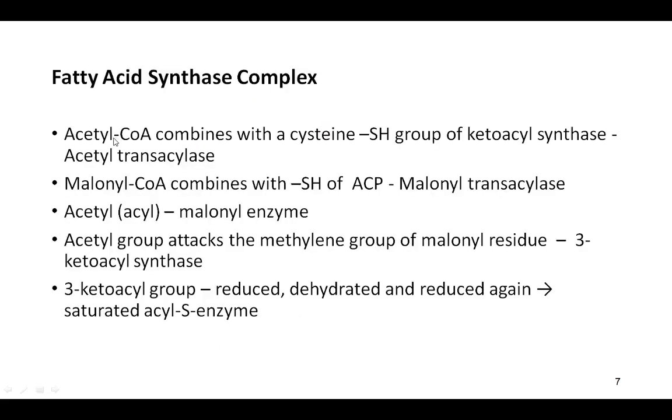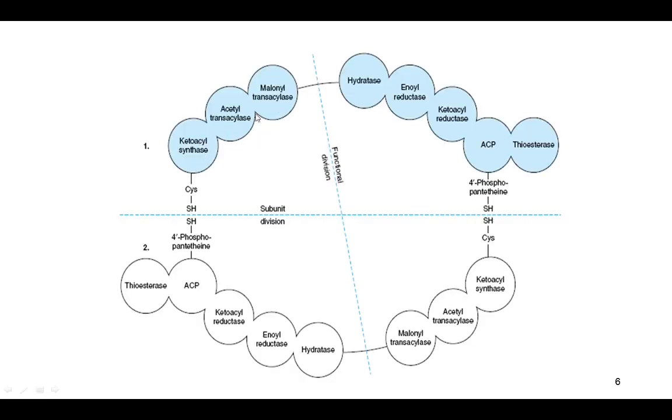So what happens first? Acetyl coenzyme A, remember whatever I am telling, those words you have to remember. Acetyl coenzyme A combines with that SH group. I will show you the enzyme again. The cysteine SH group of ketoacyl synthase. Okay, ketoacyl synthase and acetyl transacylase. Here actually this SH group is there and cysteine is there. So here the acetyl coenzyme A will come and combine.